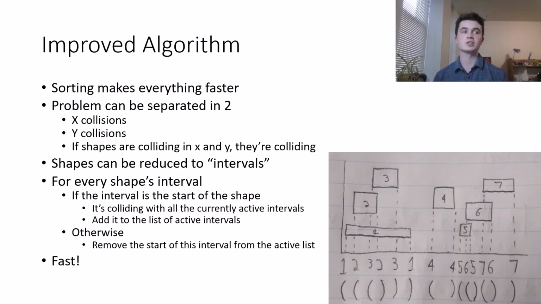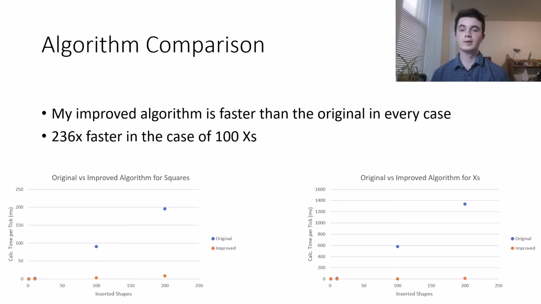This is significantly faster, as we can see here. Luckily, after all this work, my improved algorithm is faster than the original in literally every case, and something I'm particularly proud of is it is 236 times faster than the original algorithm in the case of 100 X shapes. So here's the plot of the number of shapes I've inserted into the program versus the time it took to calculate all the collisions per tick. And I did this with the CTime library in C++.